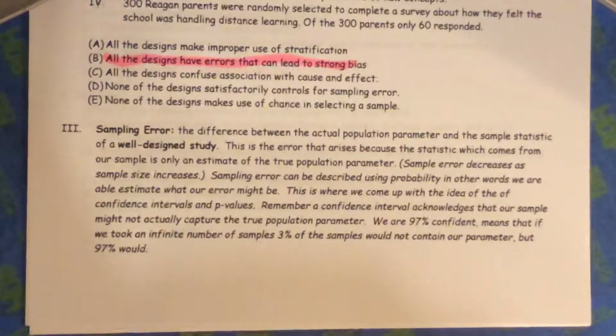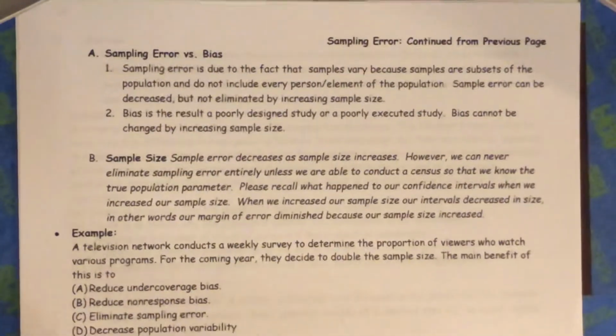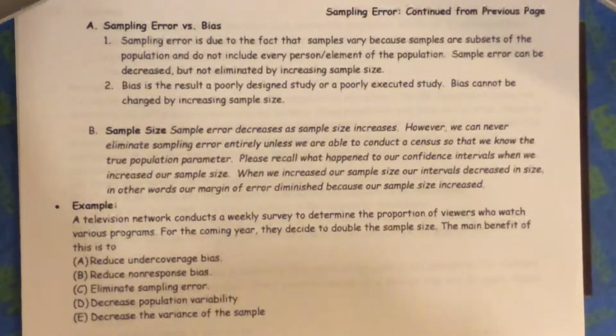Whereas if we have a small sample, we're going to have a wider interval because we're less sure that we were successful in capturing the population parameter. And as I said, sampling error is due to the fact that samples vary because samples are subsets, where bias is part of a poorly designed study. Sampling error decreases as the sample size increases. However, we can never eliminate sampling error entirely unless we are able to conduct a census so that we know the true population parameter. Please recall what happened to our confidence intervals, and we just talked about that.